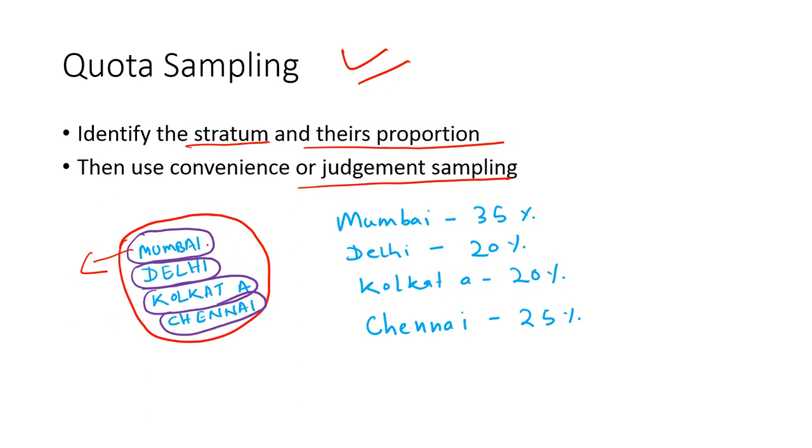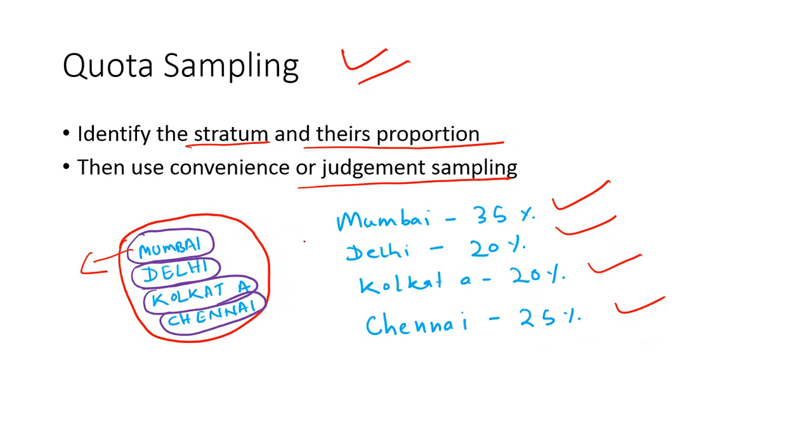And in the first step, we also have to decide what should be the proportion. So we have decided that from Mumbai, 35% of the samples should be there. From Delhi, there should be 20%. And from Kolkata, there should be 20%. And from Chennai, that should be 25%. And then once that is decided, you go ahead with the judgment sampling.